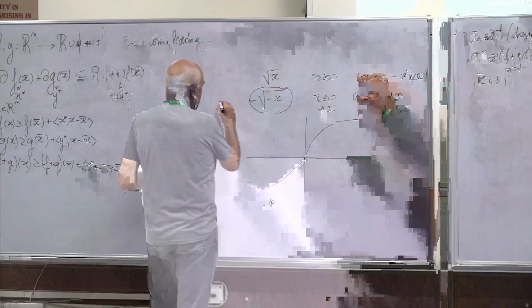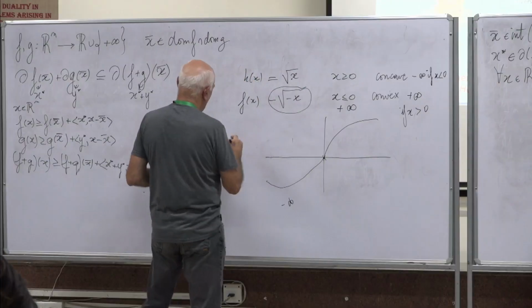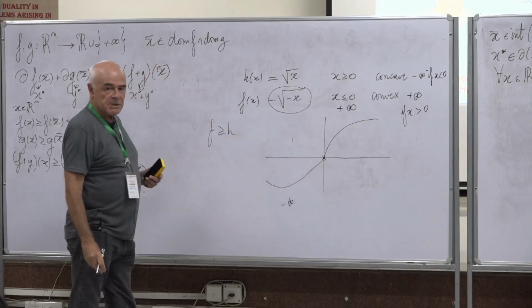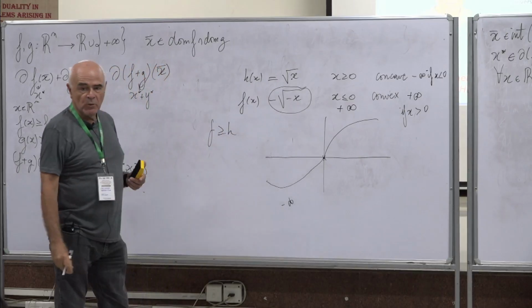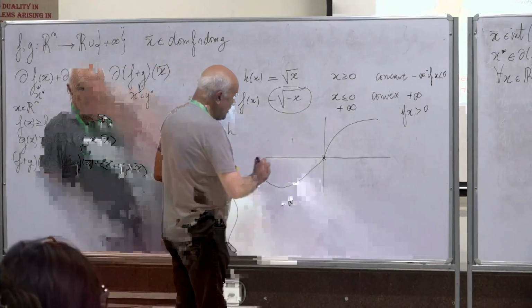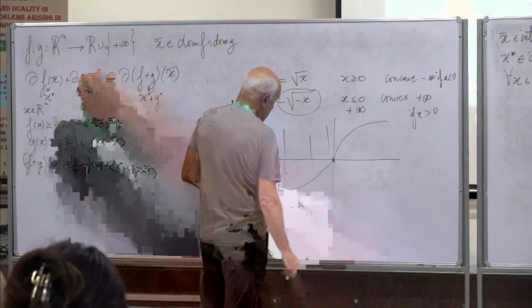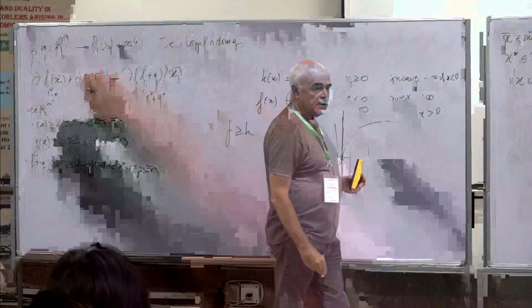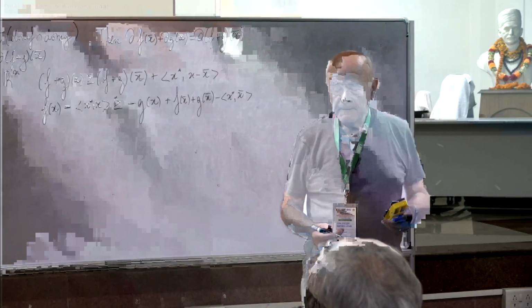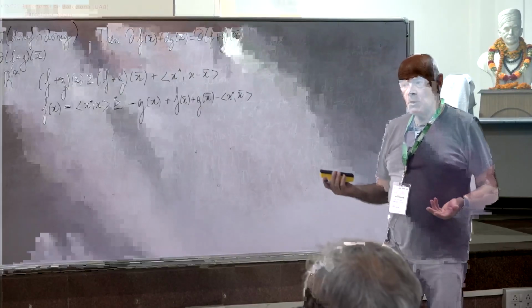Call this f, and call this h. f is convex, h is concave, then f is greater than or equal to h everywhere. And an affine function between the two? Because now if you separate this, here the slope is plus infinity in both cases. Then the only separating hyperplane is vertical. It's not the graph of any affine function. There is no intermediate affine function.